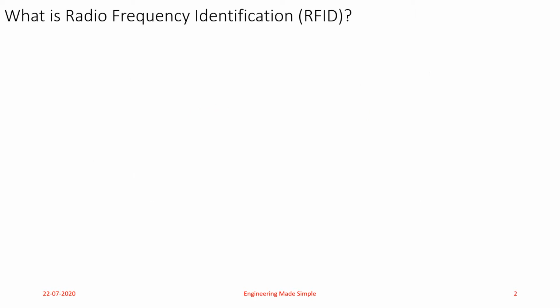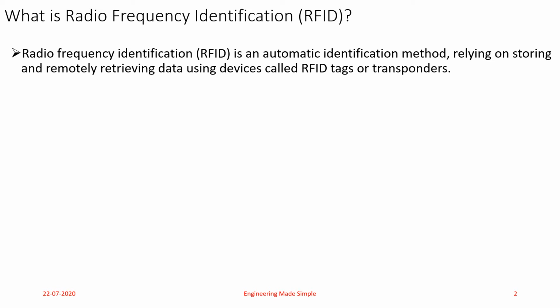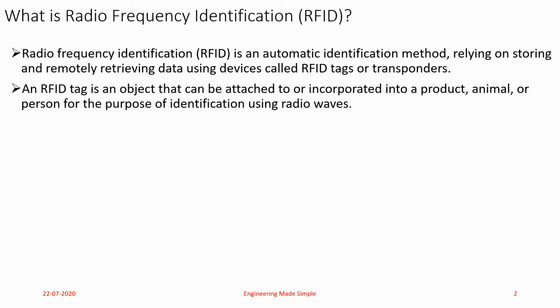Next, what is radio frequency identification? So what do you mean by radio frequency identification, or RFID in short? Radio frequency identification is an automatic identification method relying on storing and remotely retrieving data using devices called RFID tags or transponders. An RFID tag is an object that can be attached to or incorporated into a product, animal, or person for the purpose of identification using radio waves.